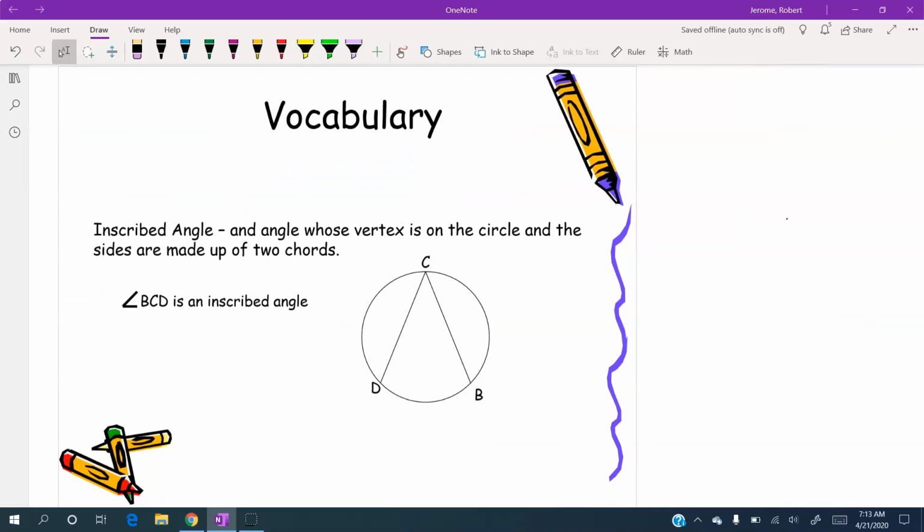So an inscribed angle simply has its vertex on the circle. Now technically, an inscribed angle is an angle whose vertex is on the circle and whose sides are made up of chords. So here we have an angle BCD, which is an inscribed angle. Its arc, we can call it its intercepted arc, is arc DB. What I want you to focus on is always know where the vertex of the angle is. Inscribed angle, it is on the circle. That's really important.